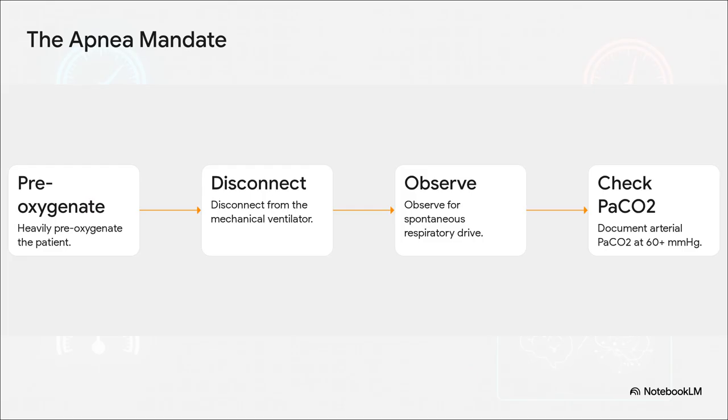What are we looking for? Any spontaneous respiratory drive. The absolute biochemical threshold for confirming brain death requires zero respiratory efforts, and the final arterial PaCO2 must reach at least 60 millimeters of mercury, or at least 20 millimeters above the patient's baseline. Now, you might see some older texts mentioning a 50 threshold as an early marker of hypercarbia, but standard modern criteria demand pushing it to 60 to definitively prove that those medullary respiratory centers are gone.